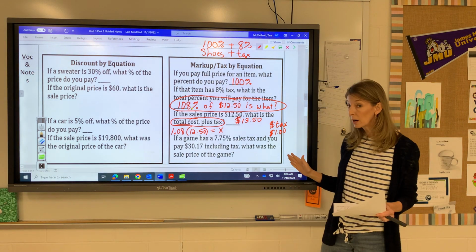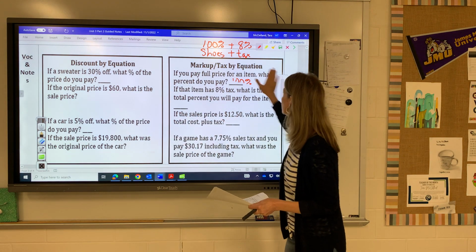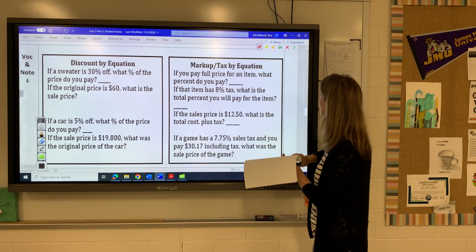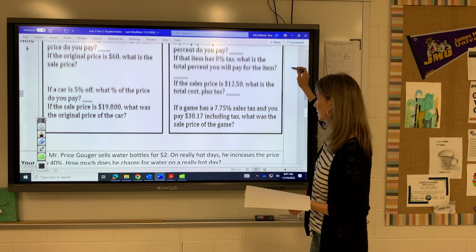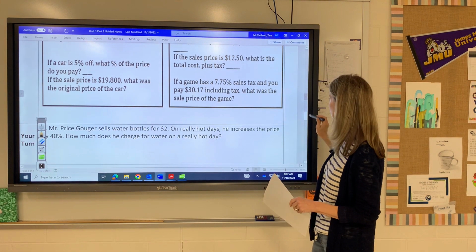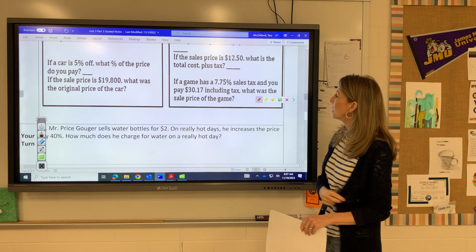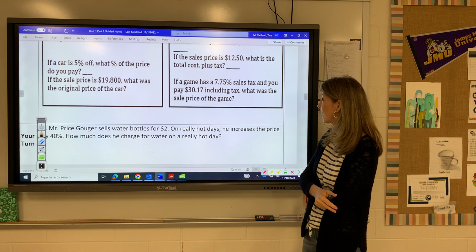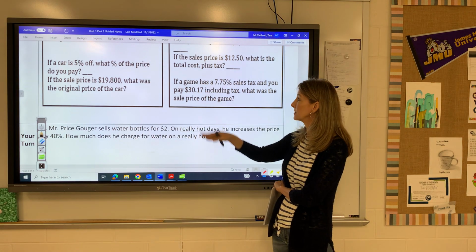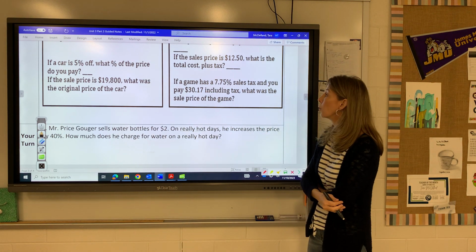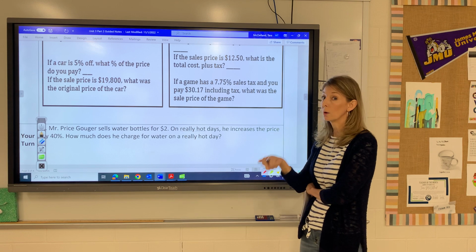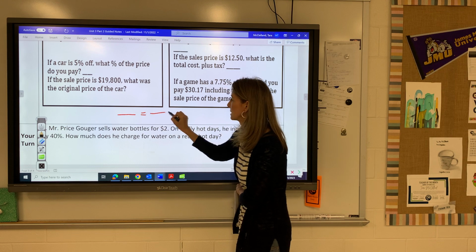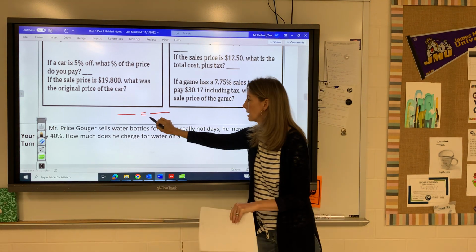All right, let's try one more. Okay, I'm going to move this up just so I have a little bit more space down here. It says, if a game has a 7.75% sales tax, you pay $30.17 including the tax. What was the sale price of the game? So let's set this up as a proportion first, if that will help you. We've got line equals line. What can we always fill in? 100%.